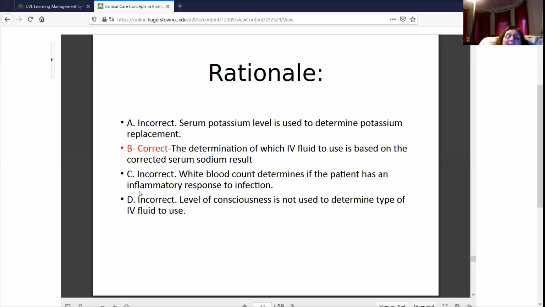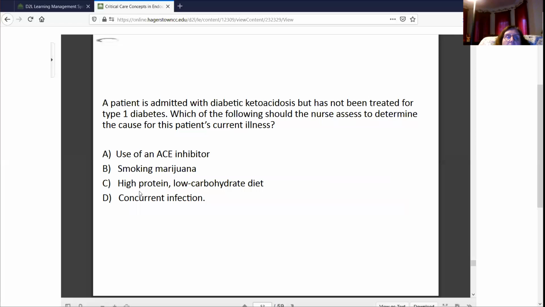C is incorrect because white blood count determines if the patient has an inflammatory response to infection. And D is incorrect because the level of consciousness is not used to determine the type of IV fluid to use.